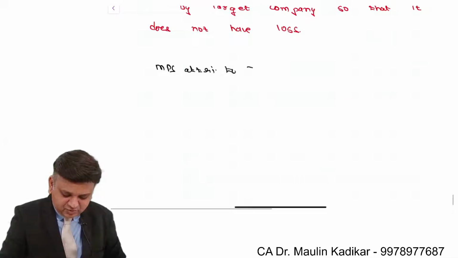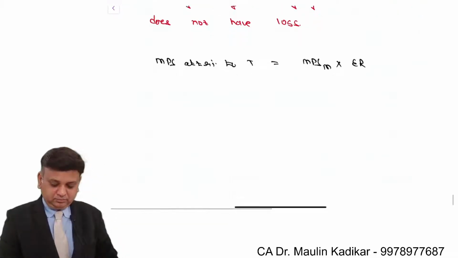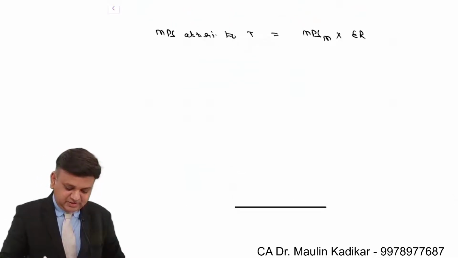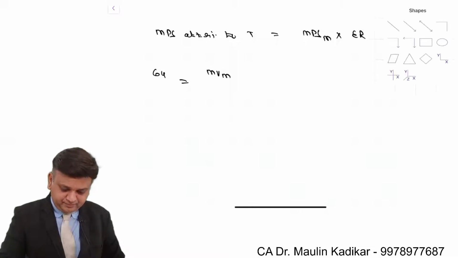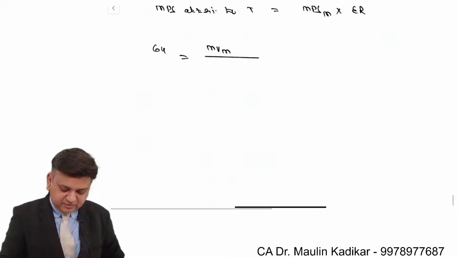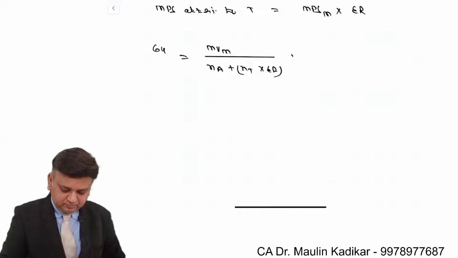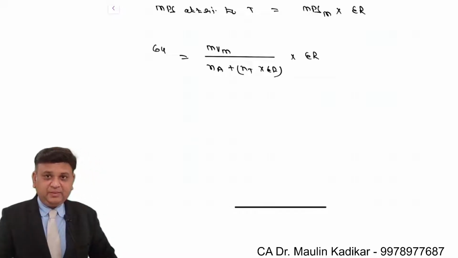MPS attributable to T is equal to MPS of the merged firm into exchange ratio. It should be rupees 64 at least. MPS of the merged firm is market value of the merged firm divided by number of shares of the merged firm, NA plus NT into ER, multiplying with the exchange ratio.